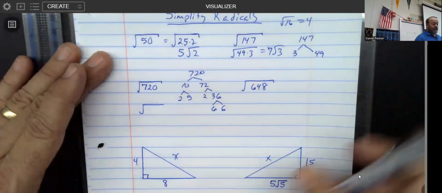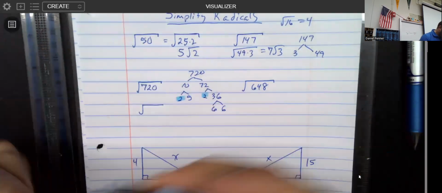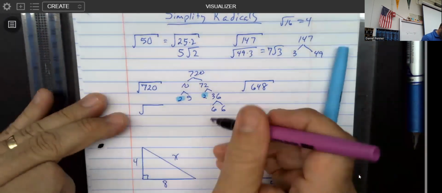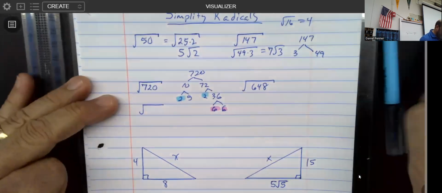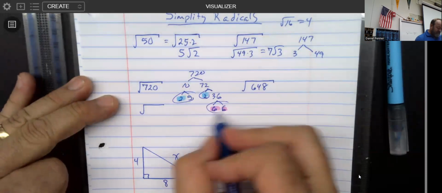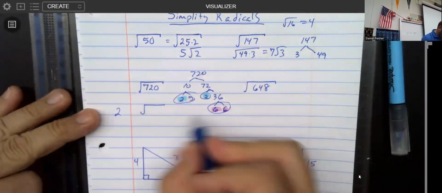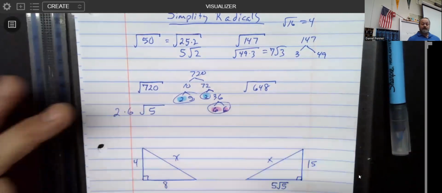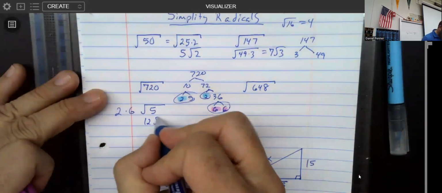Looking through this problem, what I notice right away is that I have a pair of 2's right here and here. I also have a pair of 6's right here and here. Remember, we're looking at the values at the very end of the tree. Since I had a pair of 2's and a pair of 6's, this 5 right here was the one piece that I didn't have a pair for. And so I got 12 roots of 5.